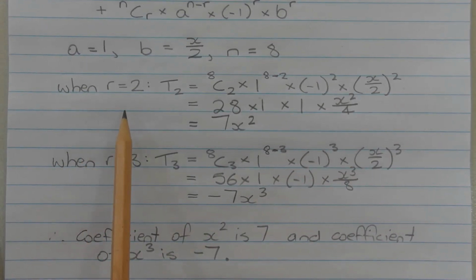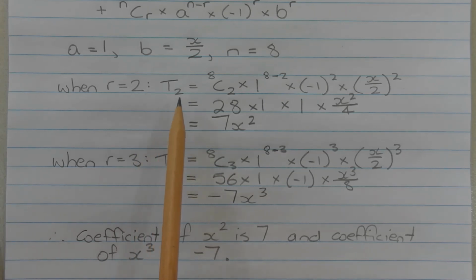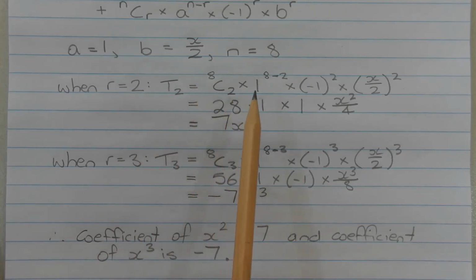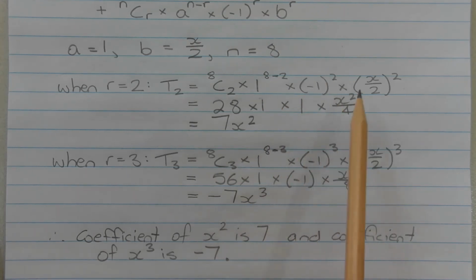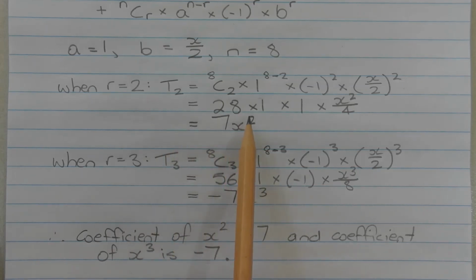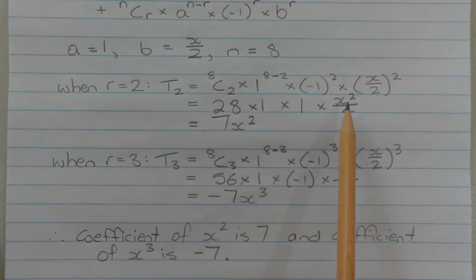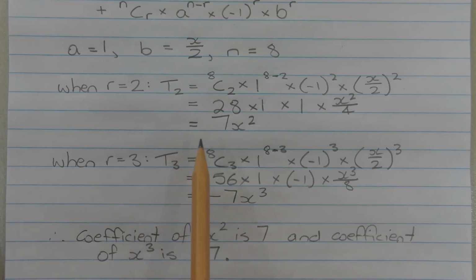When r equals 2, the third term, T2, is equal to 8 choose 2 times 1^(8-2) times (-1)^2 times (x/2)^2, which equals 28 times 1 times x^2 over 4, which equals 7x^2.